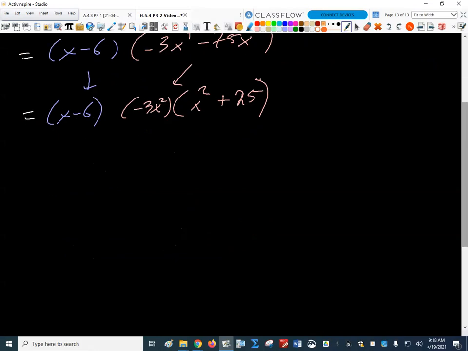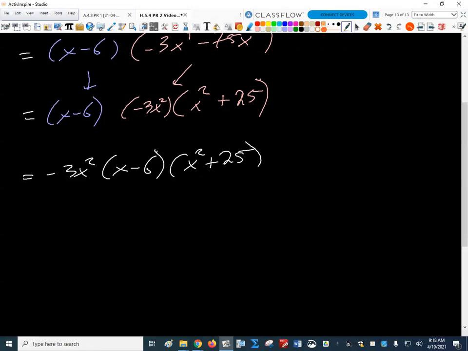And so we'd probably want to reorganize this. We want to put the monomial factors first, because that is our GCF. So we end up with our -3x squared out front. Then we don't need it in parentheses also, right? Times x minus 6 times x squared plus 25. Is that going to factor? X squared plus 25? No, that would be a sum of squares. So there's our final answer.